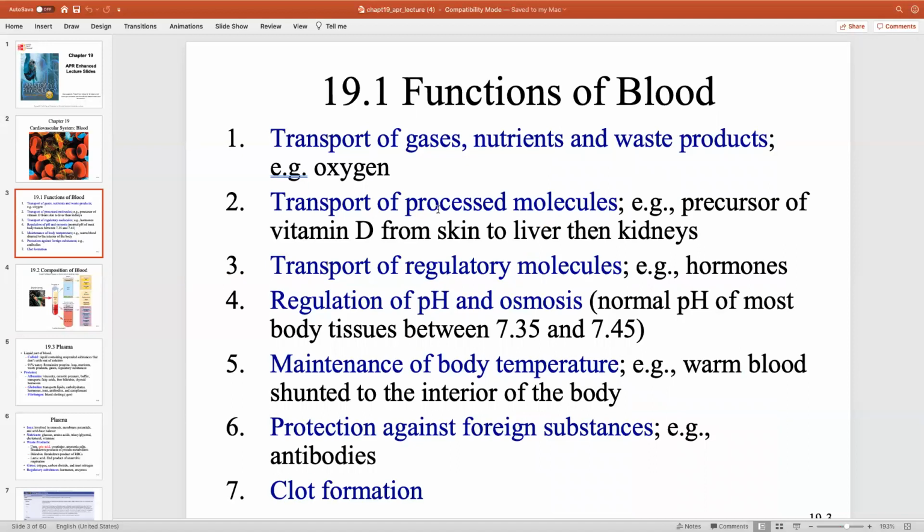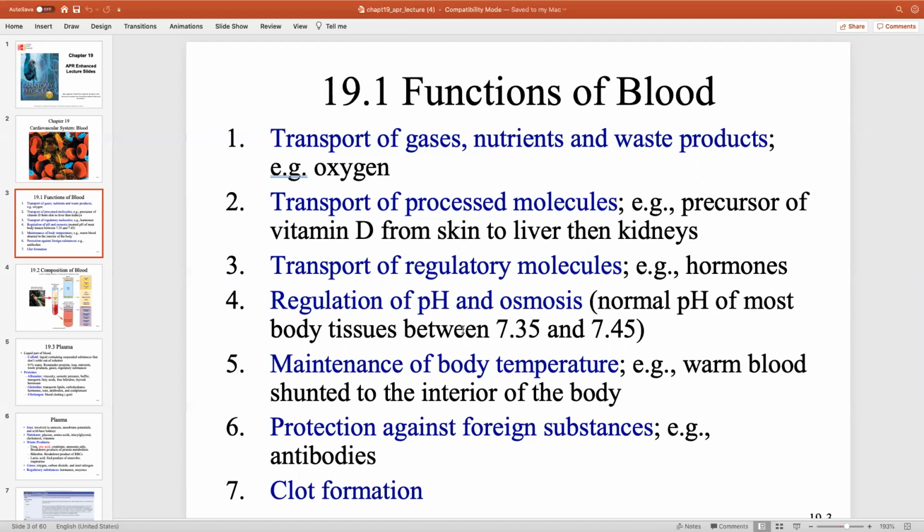We all know that our body makes vitamin D, but it makes a precursor of the vitamin D. We also know that sunlight is good for us, right? Sunlight starts the activation of vitamin D, but it has to then go to the liver and then to the kidneys to fully activate. But how do we move that vitamin D around so we can get it to activate? Well, it's found as part of blood. Transport of regulatory molecules: hormones are transported in the bloodstream.